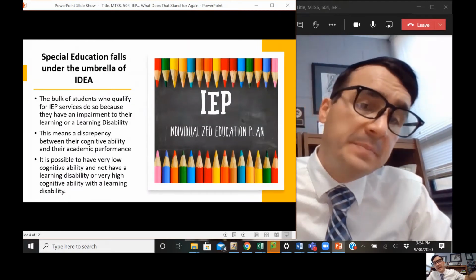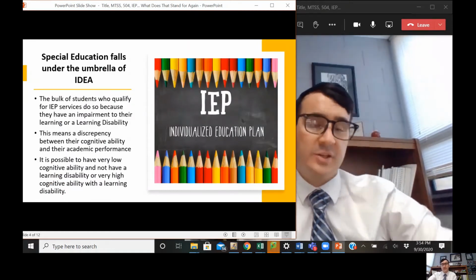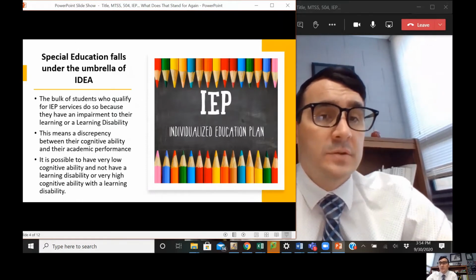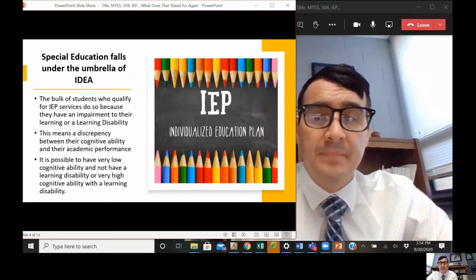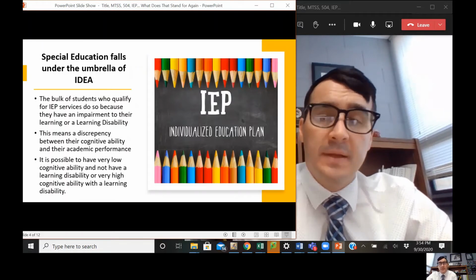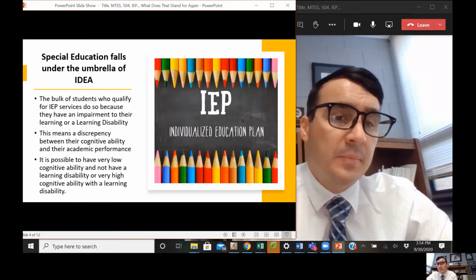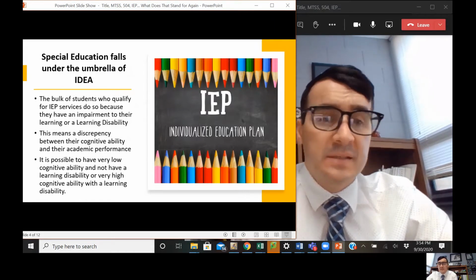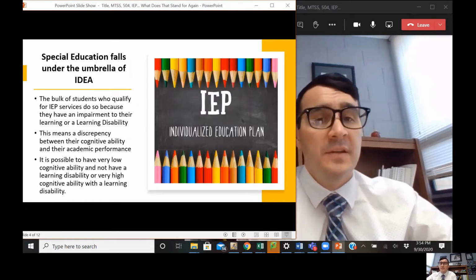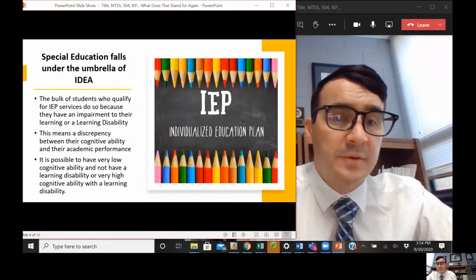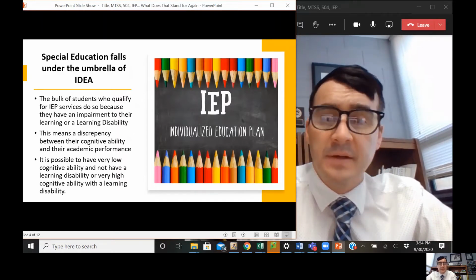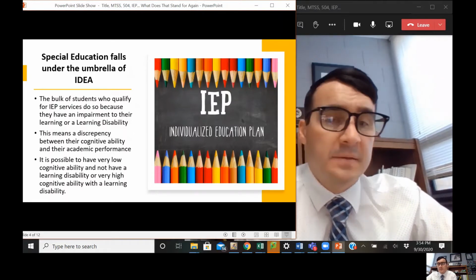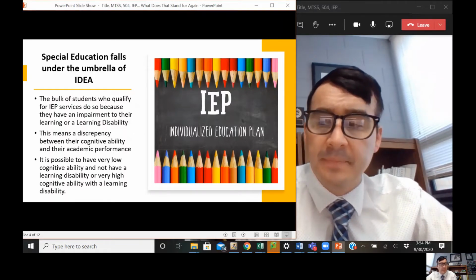An important aspect of special education is that it falls under IDEA, the Individuals with Disabilities Act. This is a federal program, and it relates to having an appropriate education. It also protects individuals with disabilities to make sure they're receiving adequate services to meet their needs. And as I said, most students will qualify as having a learning disability.